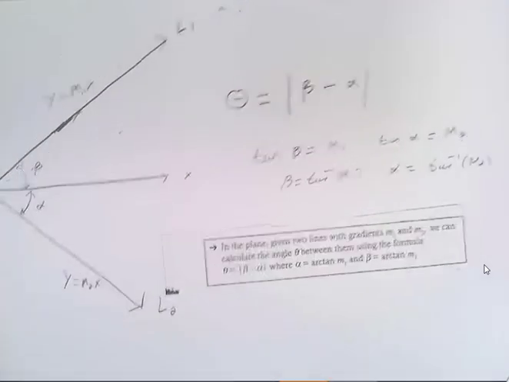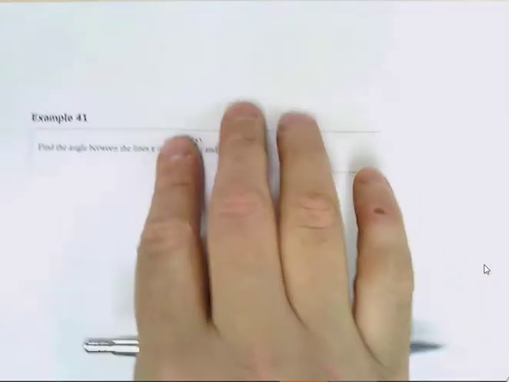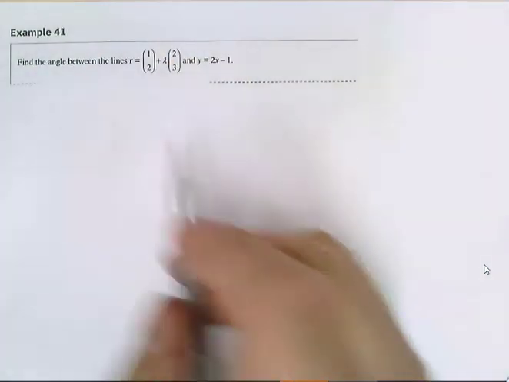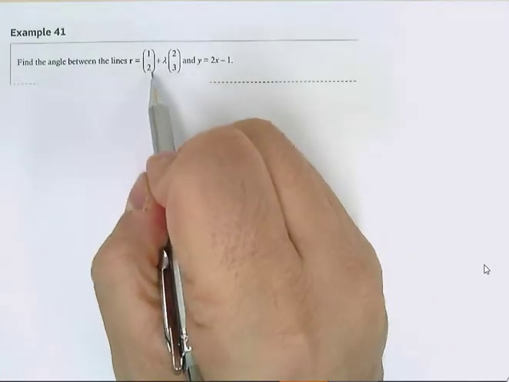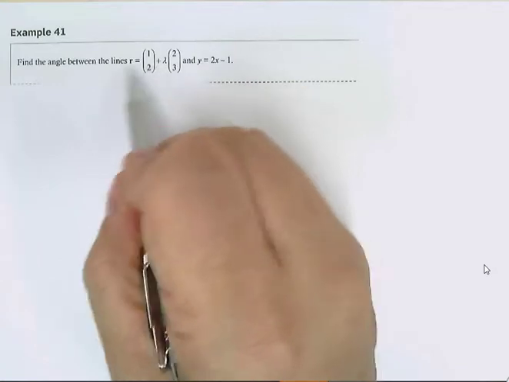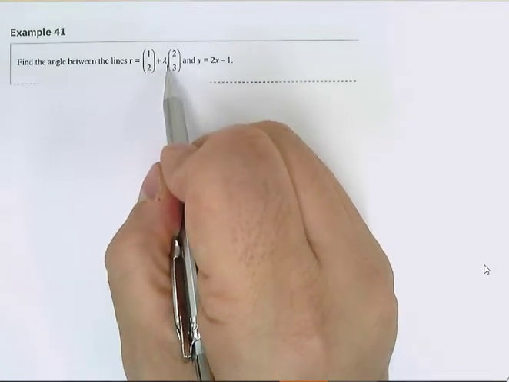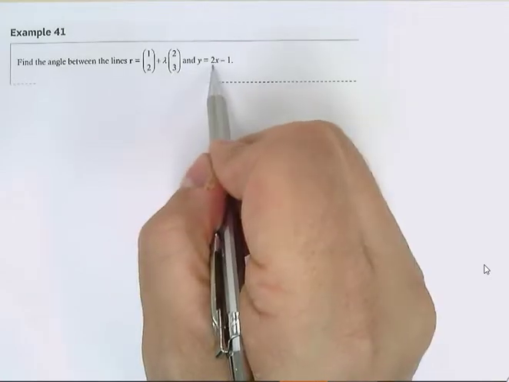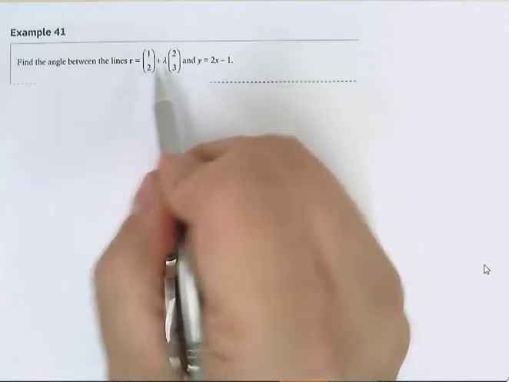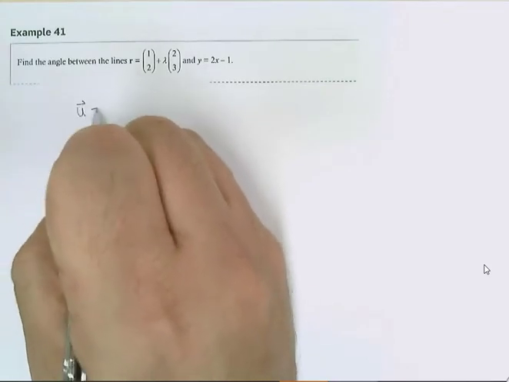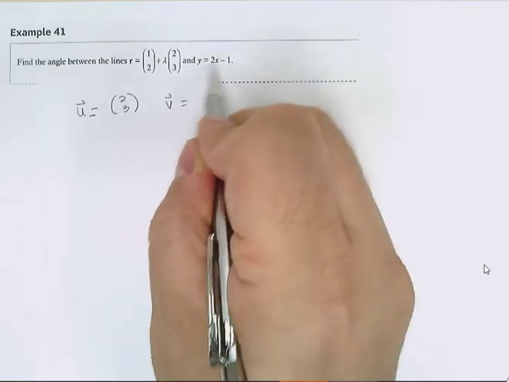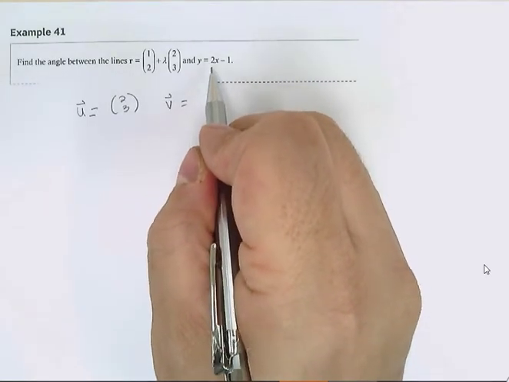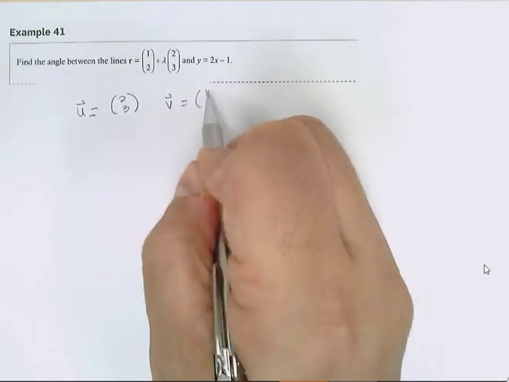Good. So here, let's go ahead and use this in an example. We'll use both methods, but we'll use originally what we've done. So here's example 41, and it says find the angle between r equals (1, 2) plus some scalar times the vector (2, 3), which is the vector equation of a line, and then the other line is here in Cartesian form. So the vector in this line, u, would be equal to (2, 3). And if I want to find the vector in the other, the slope of this is rise over run, so this would be the vector (1, 2).